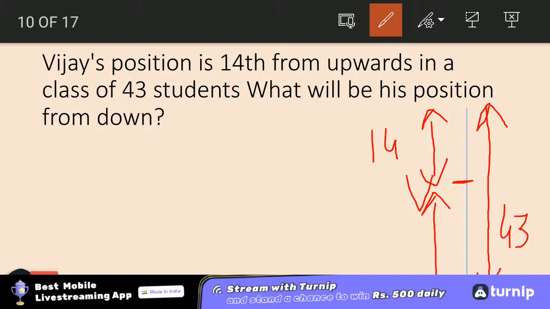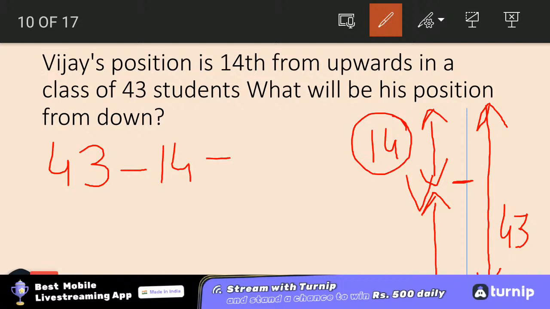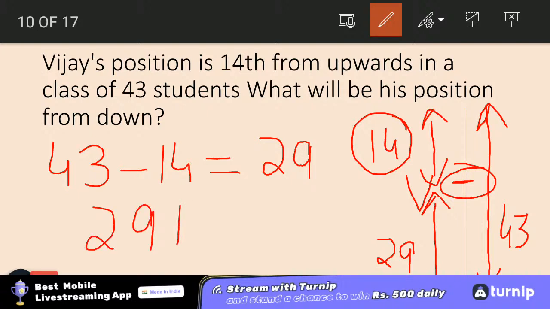So, yes, see, there are 43 students. If I subtract the ones from the starting, that is 14 position from the starting, I'll get 29. 29 people are after Vijay. If we are talking about Vijay, Vijay is 30th from the back or from the downwards. So Vijay's position is 30th from the downwards. I hope this question is clear.